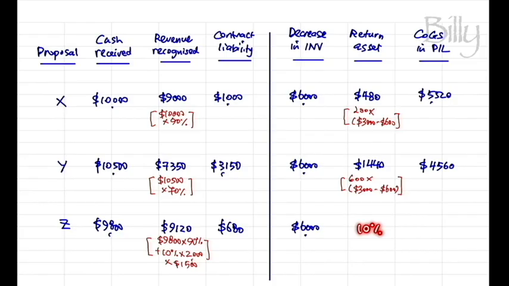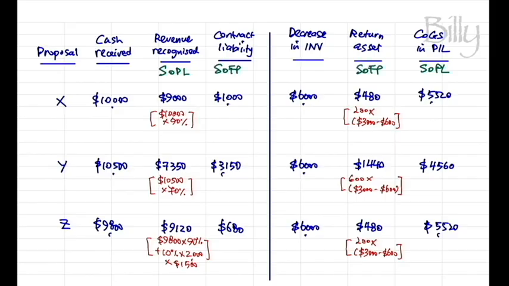For Proposal Z, we expect a 10% return. 10% return is equal to 200 units. It's the same as Proposal X. Put it here. Minus, equals the cost of goods sold, 5520. This is the amount that will be recognized in the statement of profit and loss, and this is the amount that is recognized in the statement of financial position.